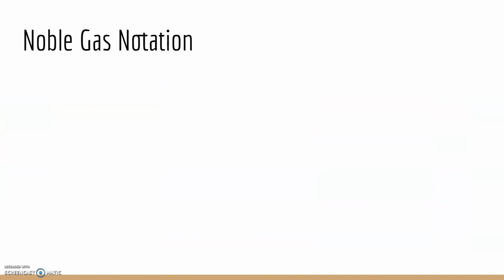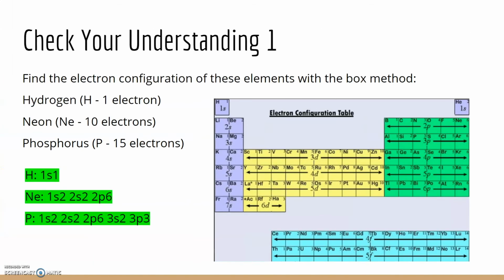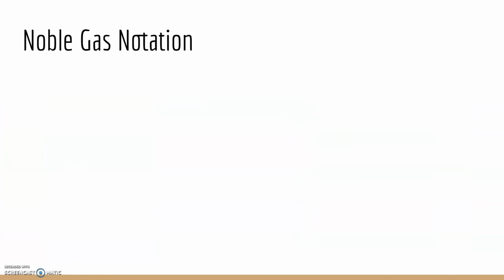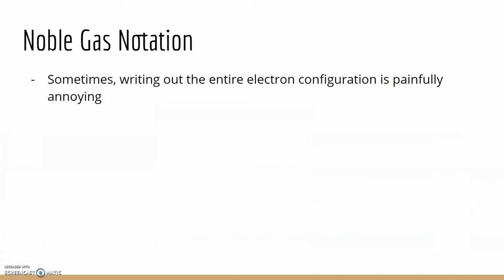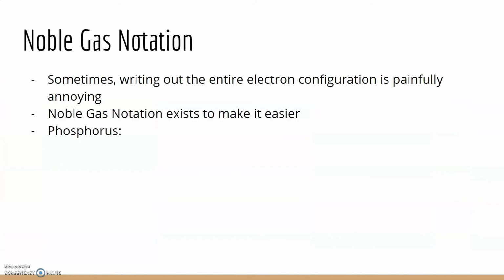So now we're going to learn about noble gas notation. If you haven't noticed, as the elements get bigger, the electron configuration gets a lot longer. And at times it can become very tedious to say the whole thing, starting from 1s2, 2s2, 2p6, 3s2, 3p6, and all that. So the noble gas notation was invented for people to be able to shorten it down. If we look at phosphorus's electron configuration again, 1s2, 2s2, 2p6, 3s2, and 3p3, it's a pretty long electron configuration. It can be a little bit annoying to say the entire thing.